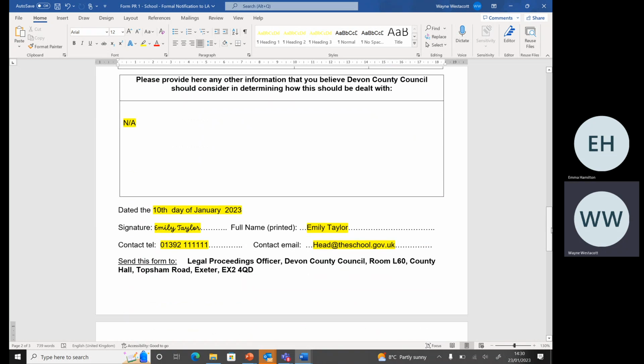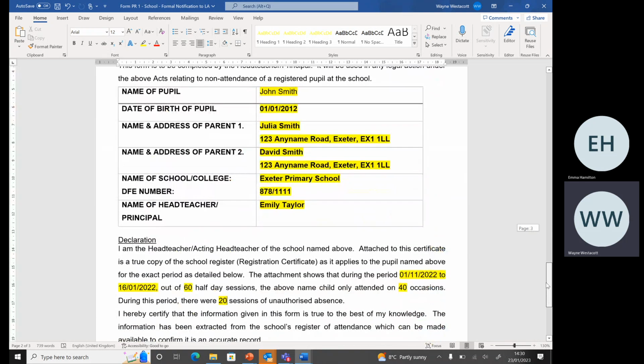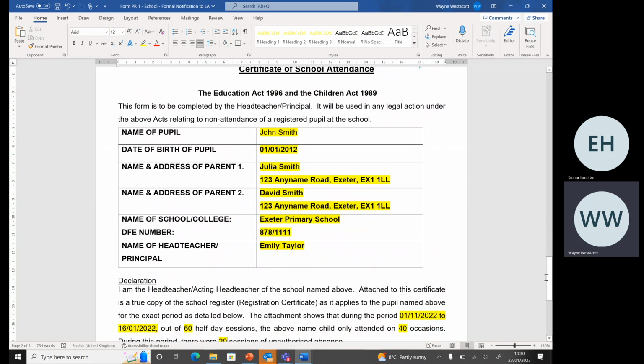Come down, date it, sign it, put the name of the person completing the form, their telephone number, and what their contact detail is. So that's one of the forms completed. The second form is what we refer to as the head teacher certificate, also known as the PR3. This is the one that is signed by the head teacher.